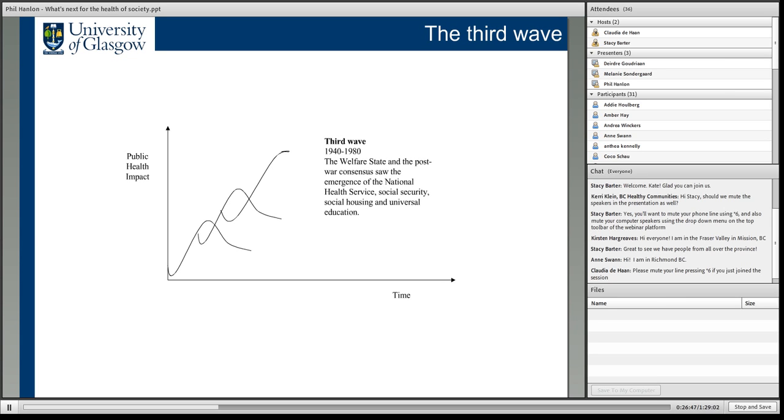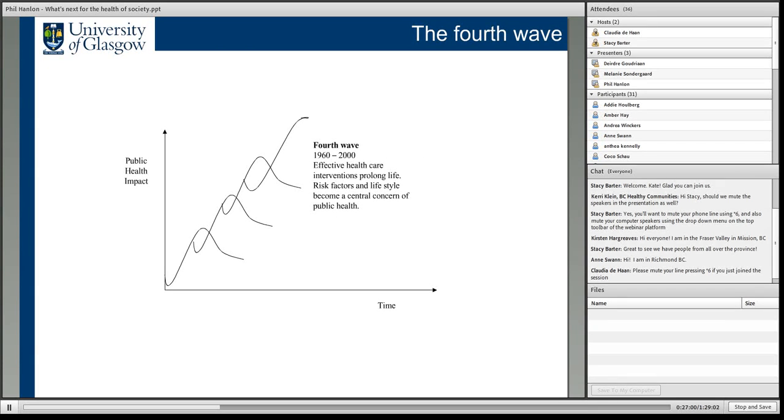However, that period came to an end and inequalities began to increase. But nonetheless, life expectancy has still been climbing, and that's what we're calling here the fourth wave. And basically, most of us are now working in fourth wave activity. And the fourth wave, in terms of public health, has been about effective health care and interventions that prolong life by addressing risk, things like smoking, diet, alcohol, sexual activity, and so on.